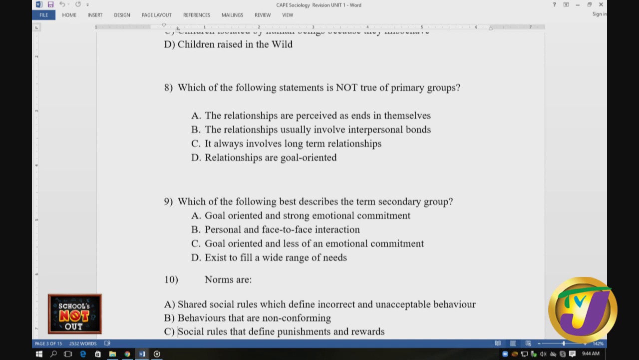Goal-oriented and less of an emotional commitment. You go to work at Digicel, you go to work at TVJ, you go to work at NCB, and you would have goal orientation. I hope to buy a house in five years. I hope to buy a car. I hope to earn enough money that I can get married, because getting married in Jamaica is an expensive venture, and so you really need to earn some good money. So you go there with a kind of goal orientation.